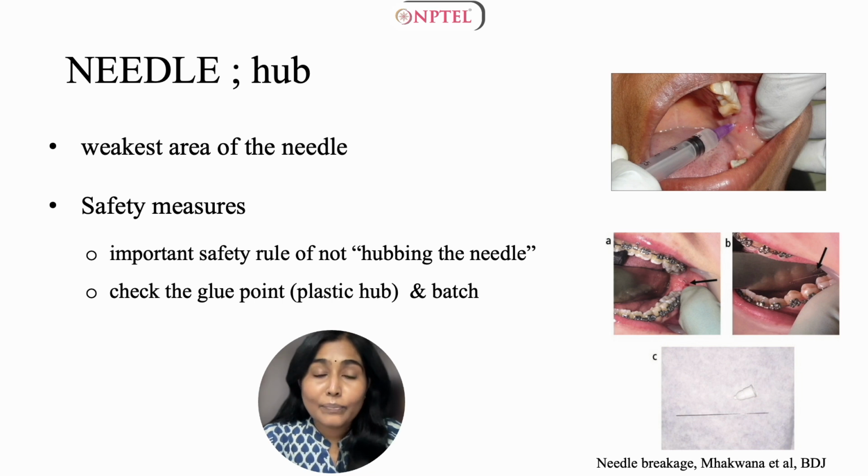Hub happens to be the weakest area of the needle. So adequate safety measures must be taken while inserting the needle into the tissues with specific attention towards the hub area. So an important safety rule is not hubbing the needle, which is not pushing the needle into the tissues till the hub area, because it generally fractures at that region.